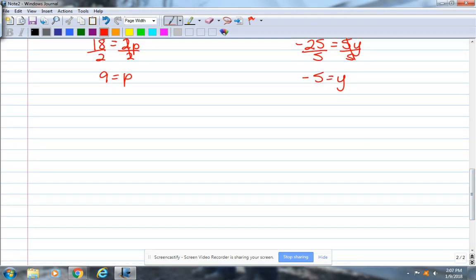So now let's make it a little bit more complicated. 3 parentheses x plus 2 equals 5 parentheses x plus 4. So now we haven't done any with parentheses yet. What does it mean, do you think, from your memory? Does anybody know what it means when we see these kind of parentheses? It means multiply. We're going to distribute.